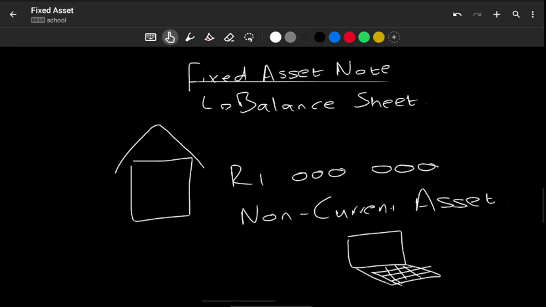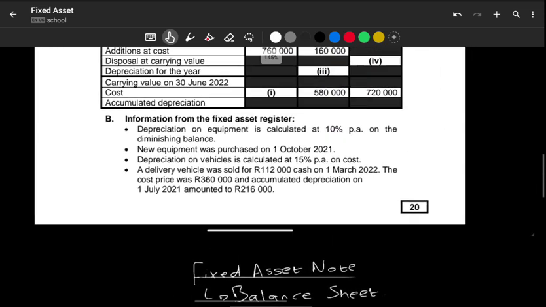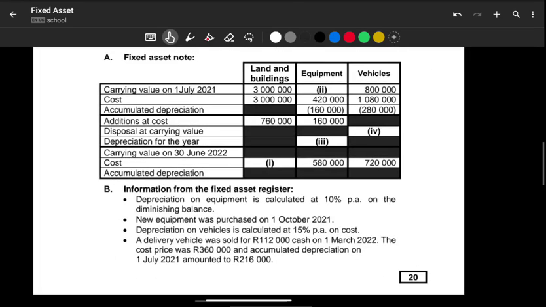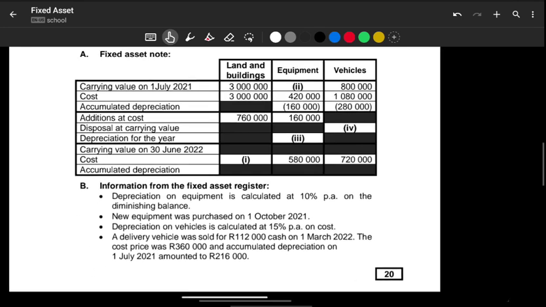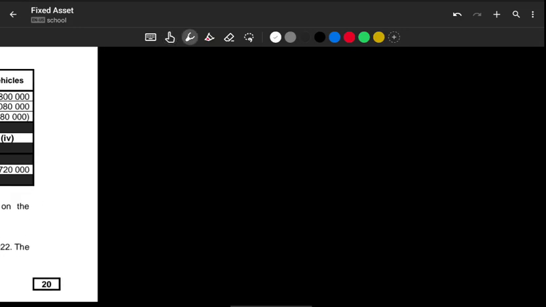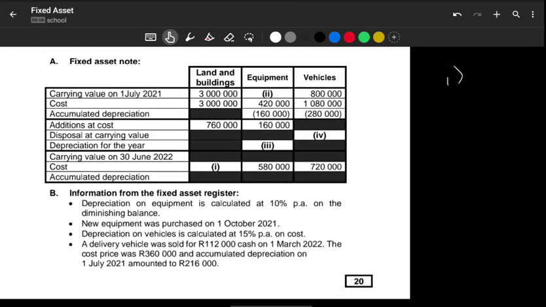So here I won't be going much into the explanation, but I want us to focus on the question here. This is from the November 2022 grade 10 question paper, but it's still applicable for all grades. Like I said, most of these things you get the fundamentals in grade 10 and you carry them through to matric, through to your final paper, right? So let's see what they want us to do. They want us to find the amount for land and buildings, the final cost amount, the equipment carrying value, the depreciation for the year, and the disposals at carrying value, right?